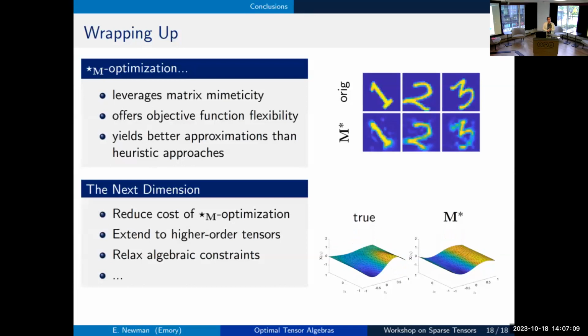You want to build a really good approximation, you're willing to pay the cost, and then it might reduce your storage in the long run. But we want to see if we can really do more here, be more efficient. We want to extend to higher order tensors. We know how to do this, but how do you do that in a cost-effective way?